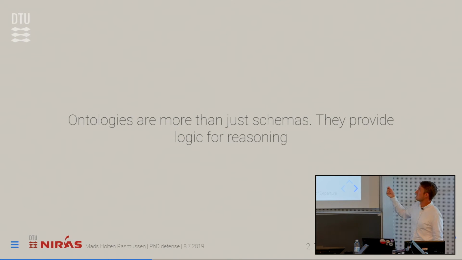Ontologies are more than just schemas. They also provide logic for reasoning. I don't want to go too deep into this because I don't have time for that. But I could, for instance, say that knows is a symmetric property. So if A knows B, then B also knows A. And the computer can infer this even though the data set is incomplete.